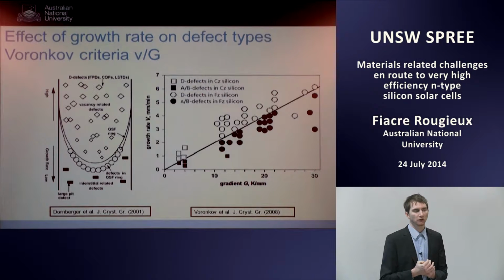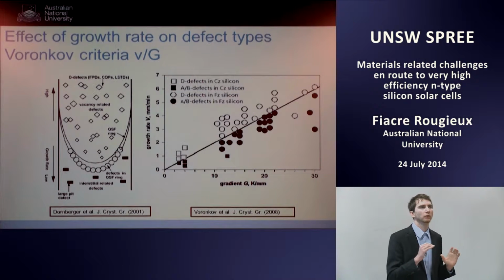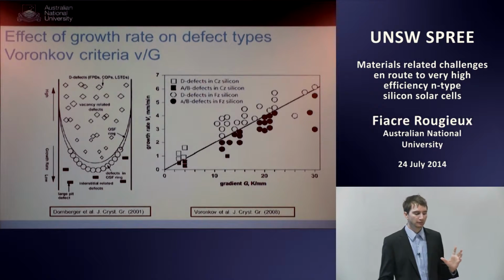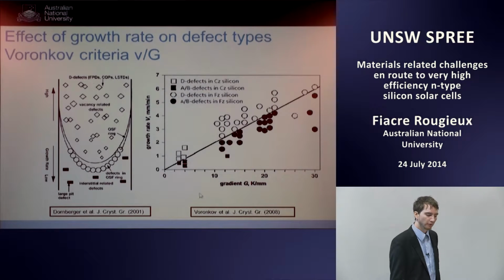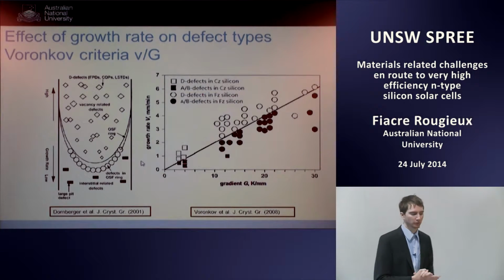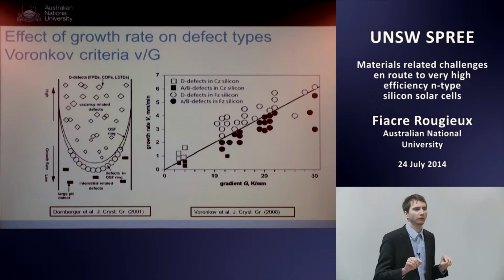which is the oxidation stacking fault ring. In this region, we have a central part that's vacancy rich and an external part that's interstitial rich. And in the middle, if we do a high temperature step or an oxidation step, we'll get this stacking fault.